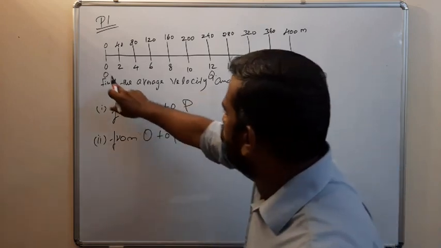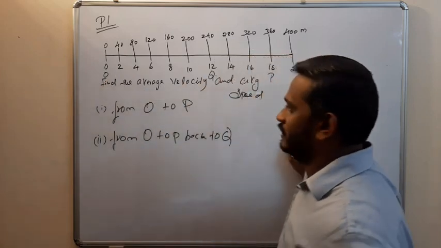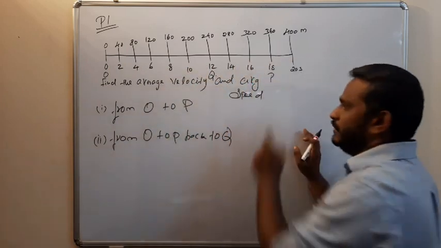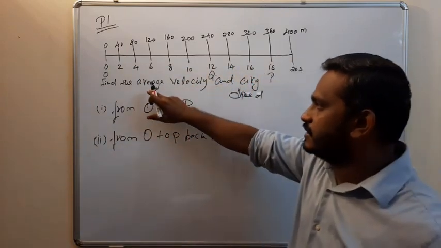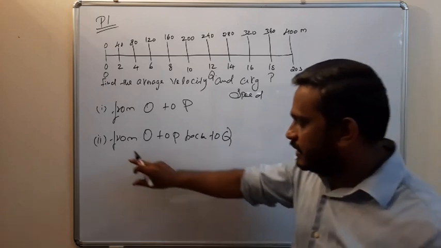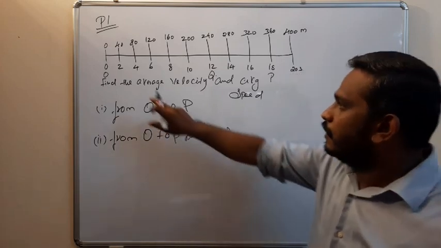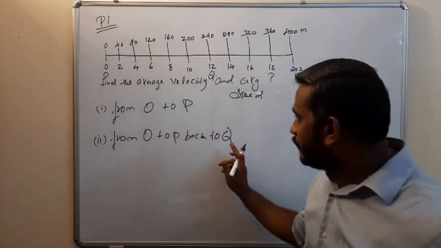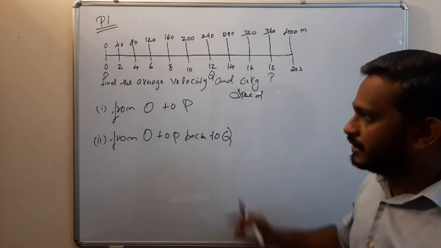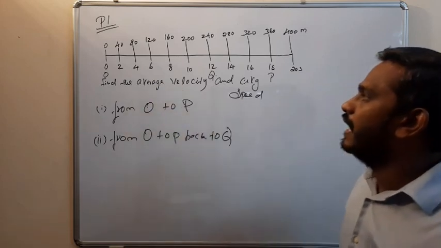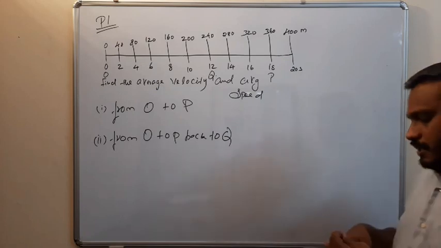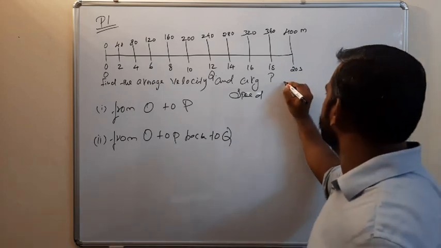Find the average velocity and average speed. Case 1, from O to P. The car starts the journey from O and reaches the point P. In the second case, from O to P and back to Q, the car goes from P to the point Q. In that case also we have to find the average velocity and the average speed. So first, case 1.